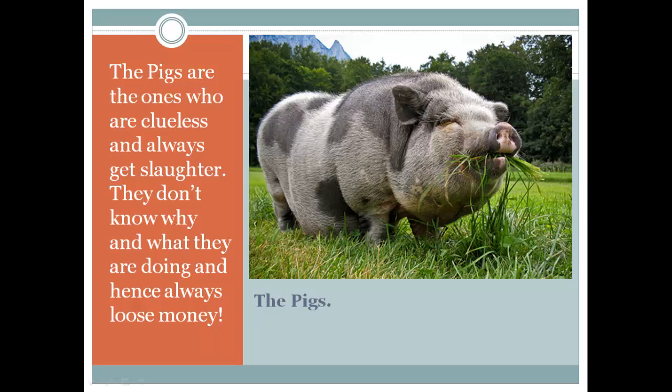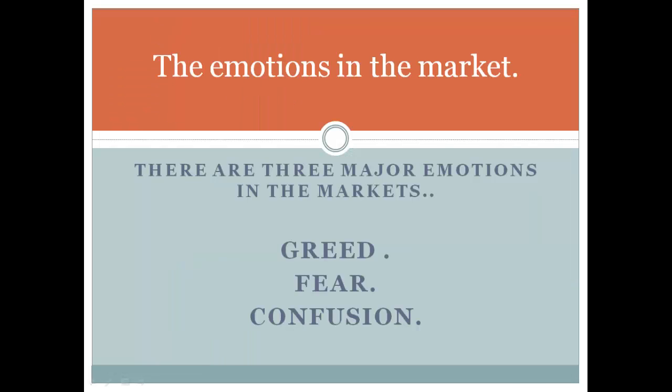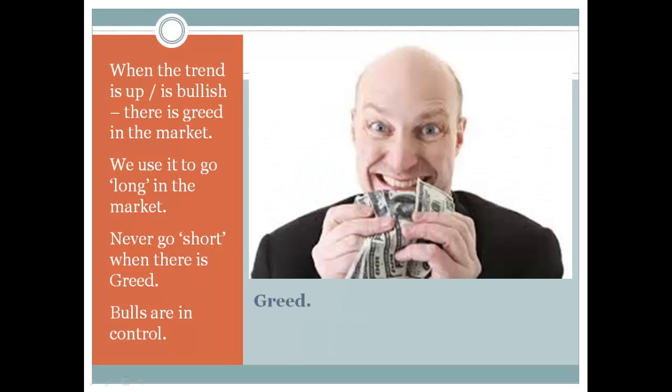95% of the stock market is made up of pigs. They really don't know the reason why they are buying or selling. They are not educated. They have no desire to learn and get educated. They want to do things at random and hence they always lose money. Don't be a pig. Now there are three basic emotions in the stock market. There is greed, there is fear and confusion. Let's understand them a little further.